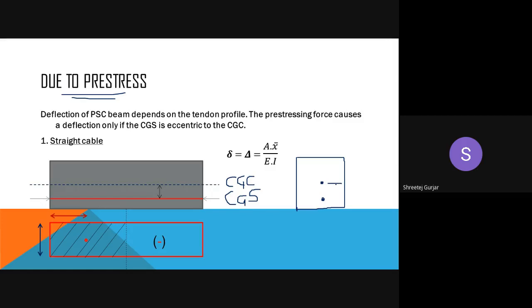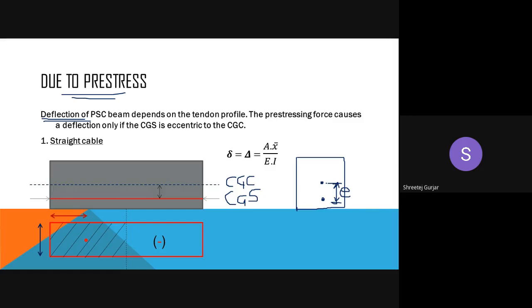So if there is some eccentricity between these two, suppose I name the eccentricity as E, only if this E is there, only if there is some eccentricity, only then will deflection be caused.